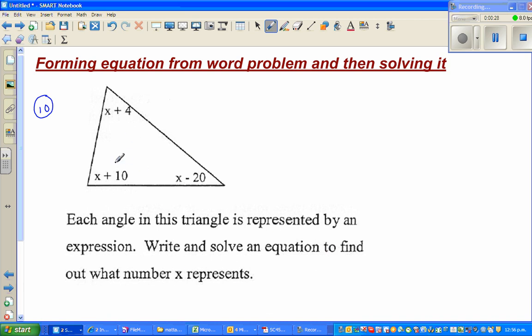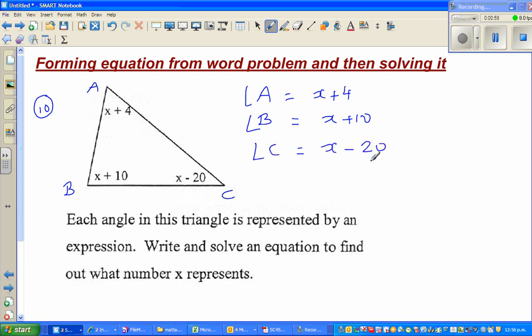So here you've got a triangle. It says each angle in this triangle is represented by an expression. So say this is a triangle ABC. It's good practice to write what you know. So what do we know? It's given that angle A is x plus 4. It's a measure. It's a number. Angle B measures x plus 10, and angle C is x minus 20.